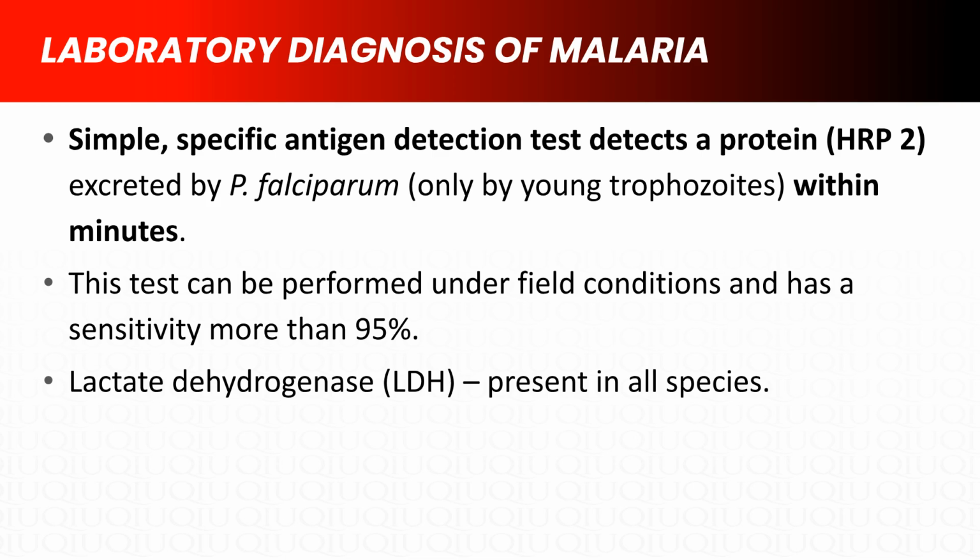The lactate dehydrogenase test detects PLDH, an enzyme present in all Plasmodium species. Pan-specific LDH tests detect any malarial infection, while species-specific tests can differentiate between P. falciparum and non-falciparum species. These rapid tests are invaluable where microscopy expertise is limited, though they cannot quantify parasitemia or assess treatment response as effectively as blood smears.